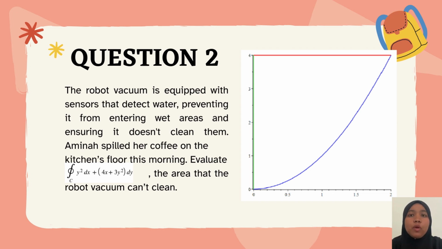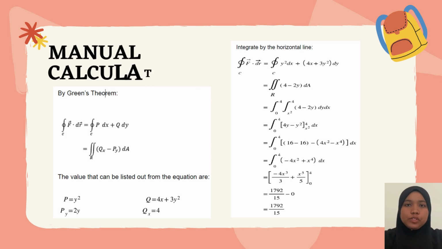the robot vacuum is equipped with a sensor that can detect water, preventing it from entering wet areas and ensuring it doesn't clean them. Amina spilled her coffee on the kitchen floor this morning. Evaluate the line integral of y squared dx plus 4x plus 3y squared dy, over the area that the robot vacuum can't clean.